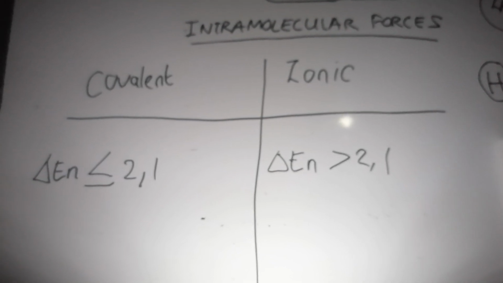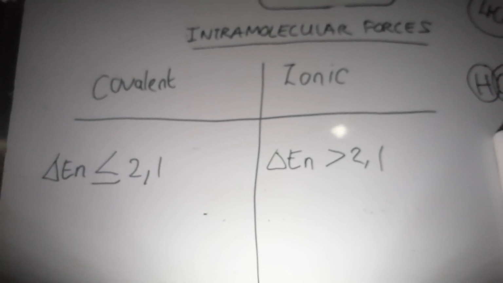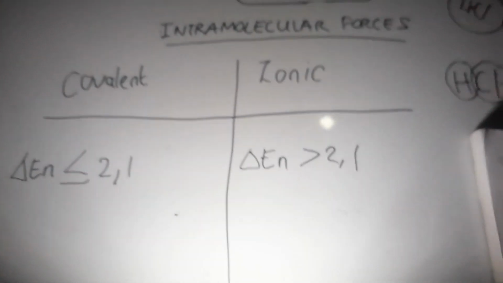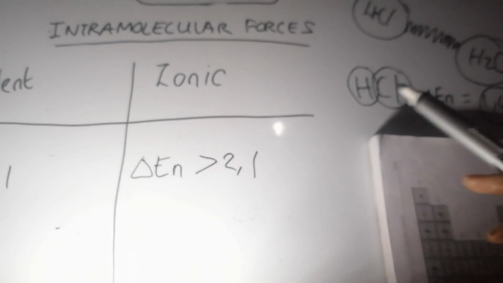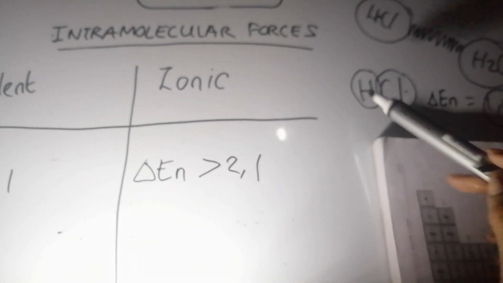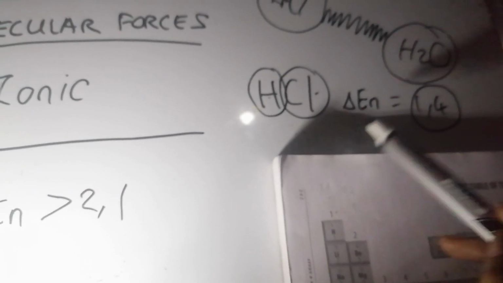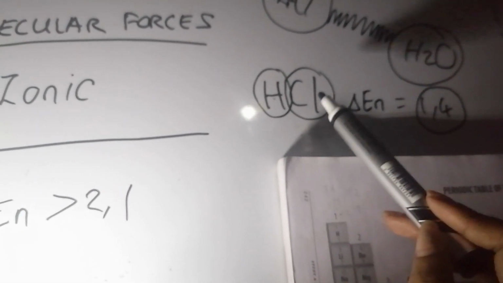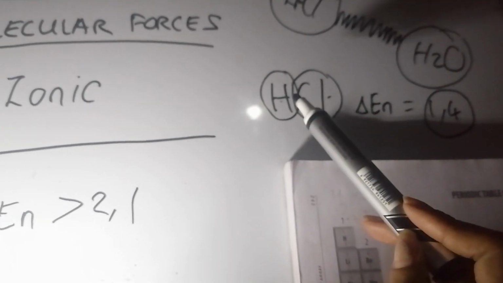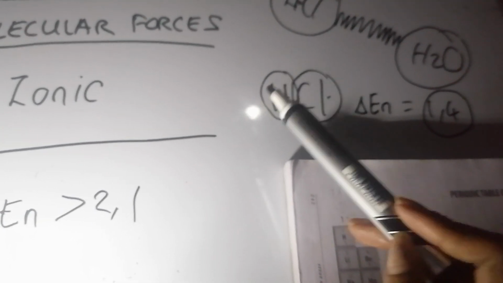So look at this now. This is a range that you have to know. Remember, I told you, if you want to work out what intramolecular force is between the molecule, you will go and work out its delta EN, so its change in electronegativity, where you take the electronegativity of the bigger one minus the electronegativity of the smaller one. Where do you get your electronegativity from? I told you it'll be on the side of your elements.